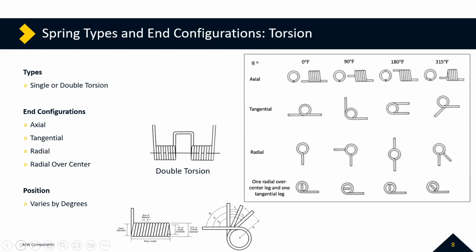The position of the legs could be at any orientation. You can have it from 0 degrees up to 360 degrees. As for the radii, we'd like to see at least a minimum of one wire diameter when we put a bend in a part on a torsion spring. Anything smaller than that can be done, but requires some customized tooling.